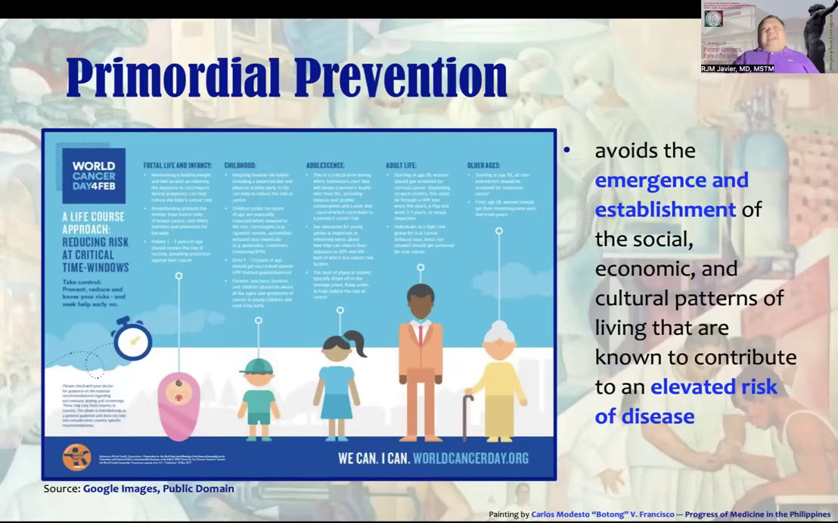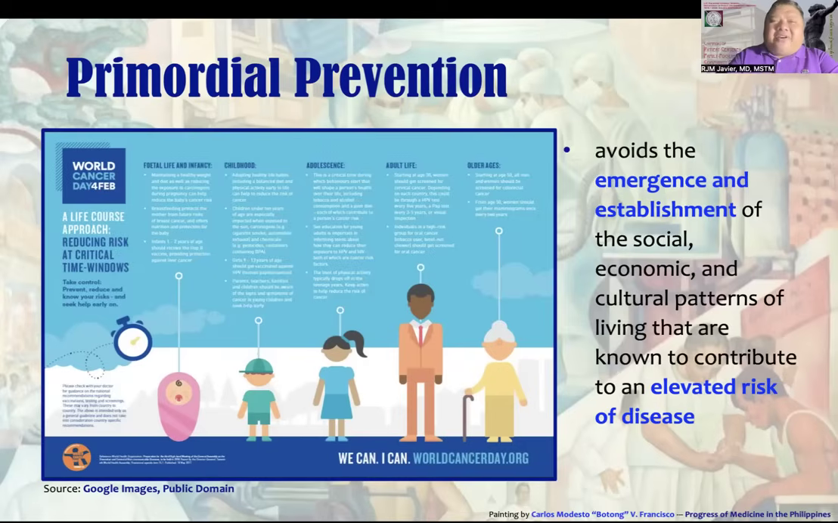I'll give a specific example. If I give a public health lecture and I discuss the ill effects of smoking, if I talk to a group of grade 5 students, my assumption is they are not yet smokers. So there are no risk factors yet. So that discussion, that public health lecture on the ill effects of cigarette smoking for a group of grade 5 students can be classified as primordial prevention.